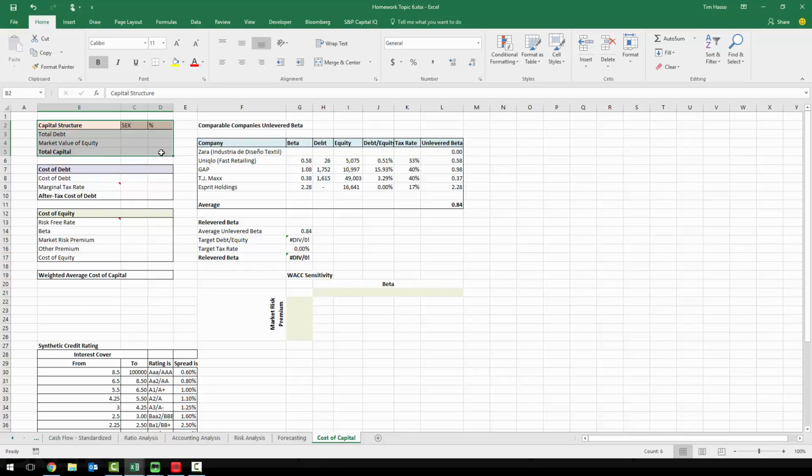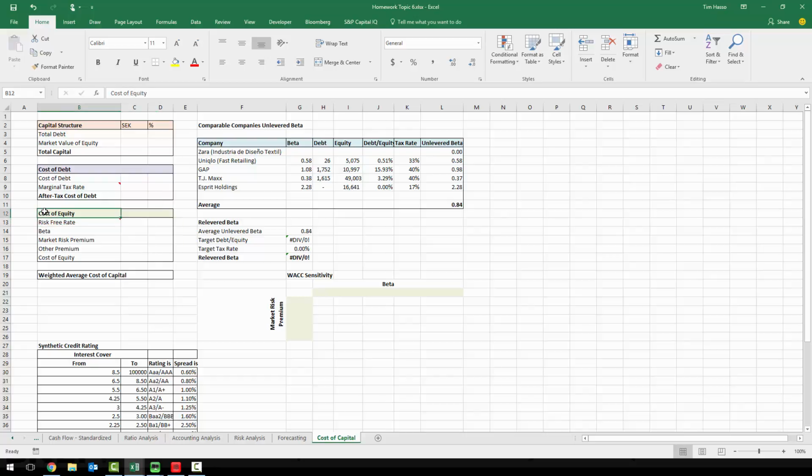So on the top left-hand corner, we have the capital structure, which tells you how much debt versus how much equity you hold so that you know what the percentages are. You also have a cost of debt section where you're supposed to fill in the cost of debt for the company, and the marginal tax rate, which will give you the after-tax cost of debt.